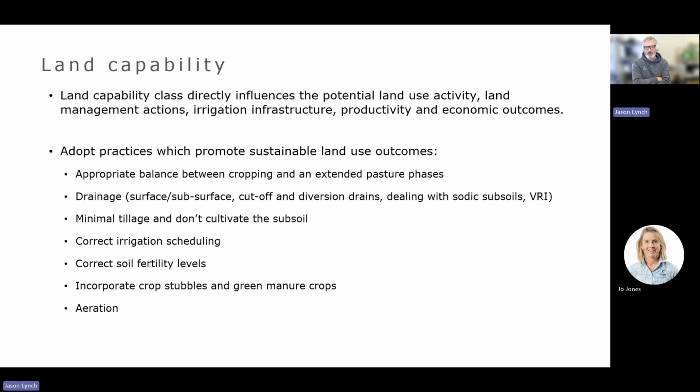This is just a quick rundown on, I guess, land management practices that promote and lead to sustainable land use outcomes. So firstly, most importantly, we've got to have an appropriate balance between cropping and an extended pasture phase. So, are we cropping 2, 3, 4 years in a row and then we go back into pasture for an extended period of time? Whatever the case may be, but when it does go into pasture, the pasture also should be well looked after.